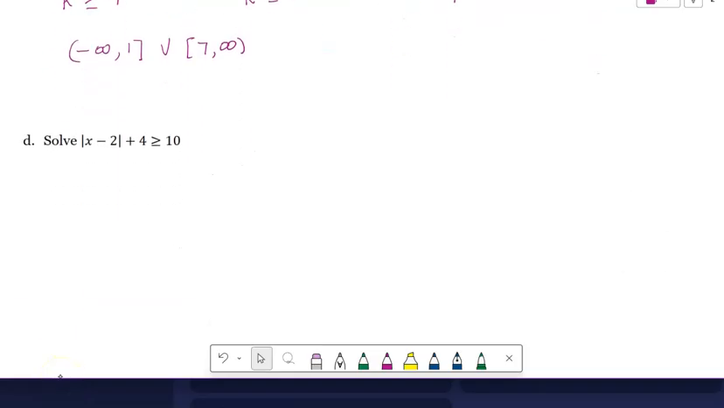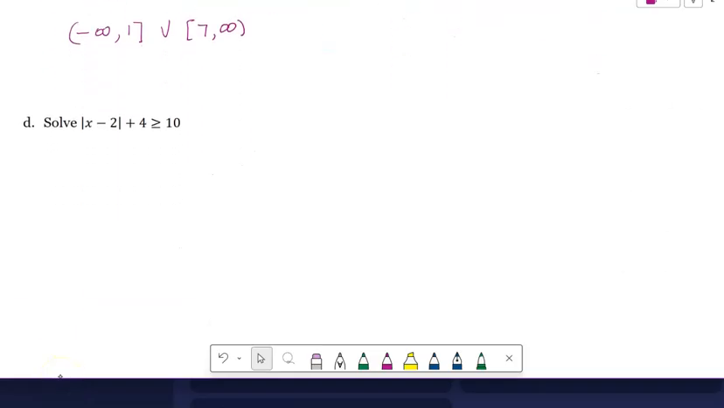All right, one more example. This absolute value symbol has a 4 being added to it. So I want to move that away. I want to move the 4 away before I switch to two different inequalities. So I'm going to subtract 4 from both sides. All right, so now, oops, that should be 6.